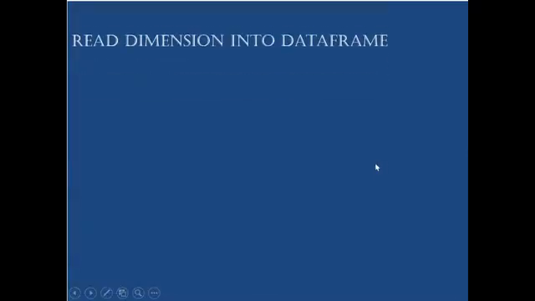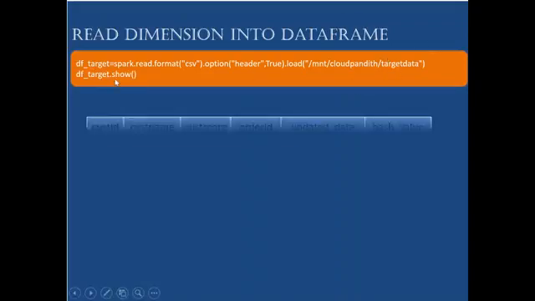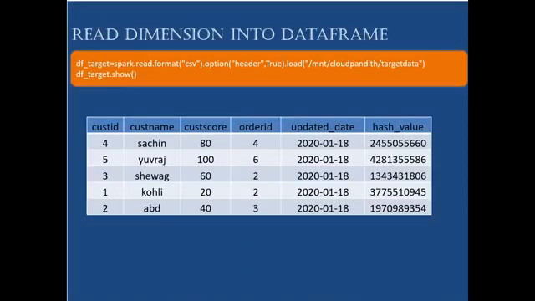Read dimensions into data frame. I have a data, and I'll just read it into df_target. Let's imagine this is the target data. You'll have two types of loads. If it is historical data, meaning a first time load, you can simply take your customer ID, customer name, customer score, order ID. If you have these four columns, you can add updated date and hash value, and write it into the target. Hash value, how to generate, you will come to know.